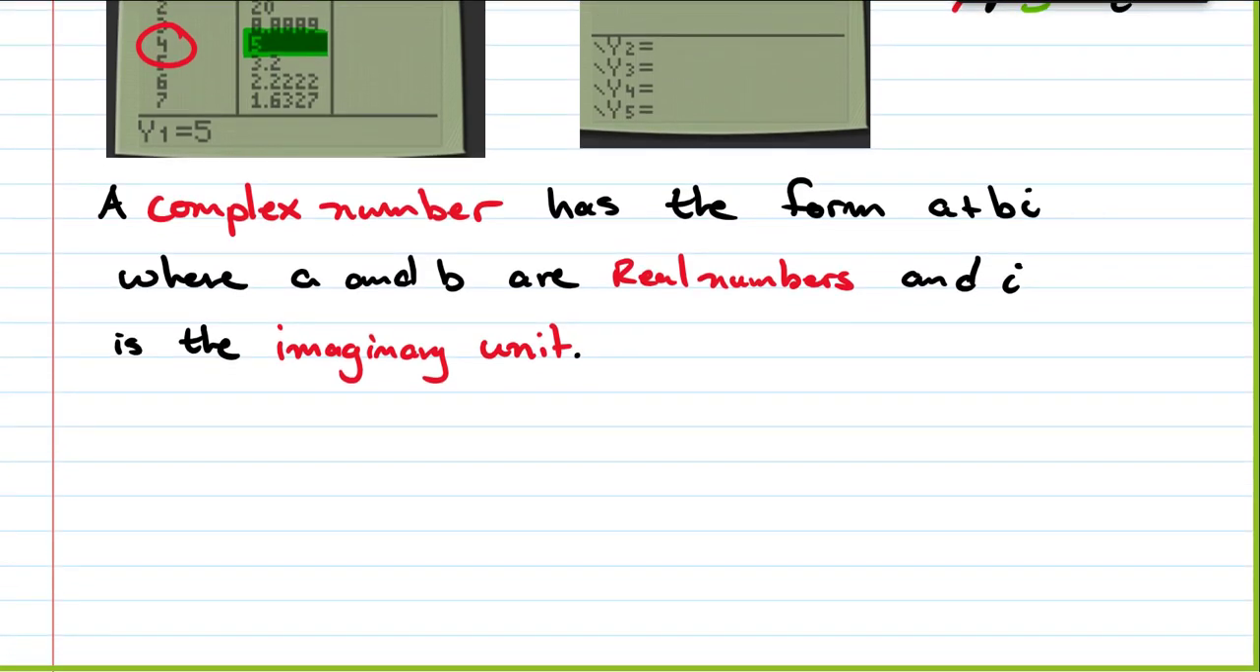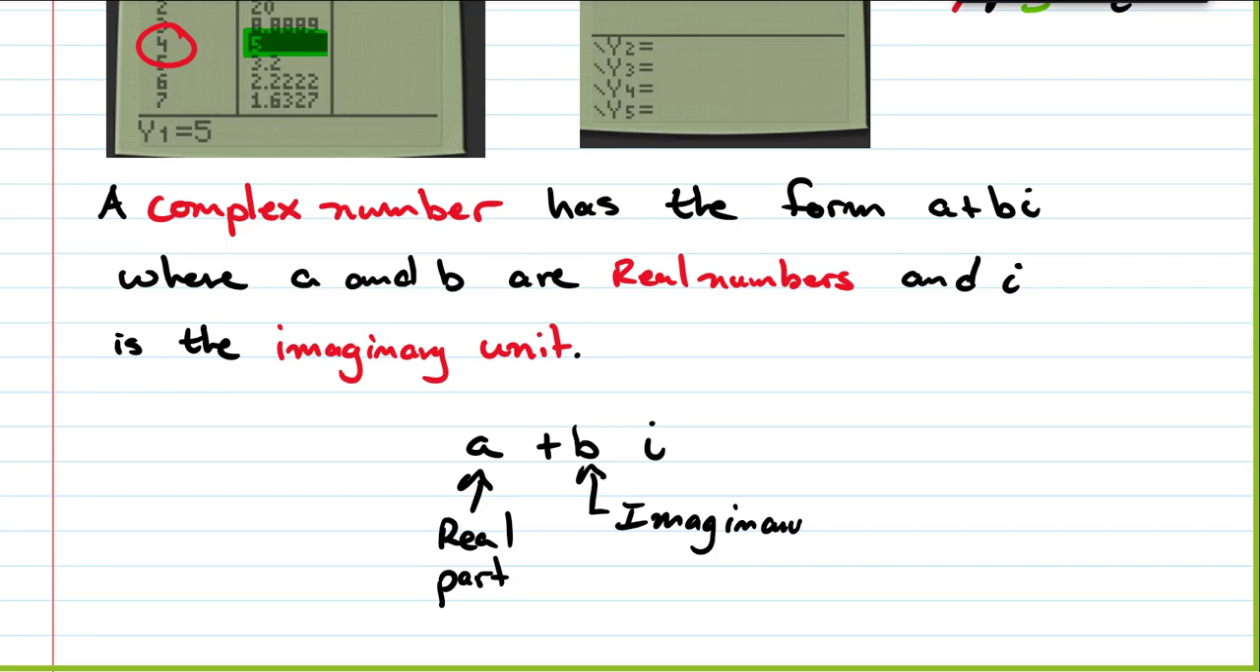So, a little bit about the anatomy. We have a plus bi. a is called the real part. b is called the imaginary part. And i is the imaginary unit.